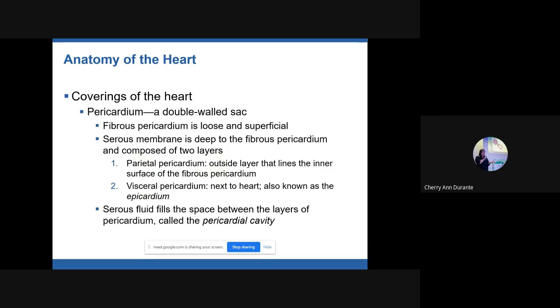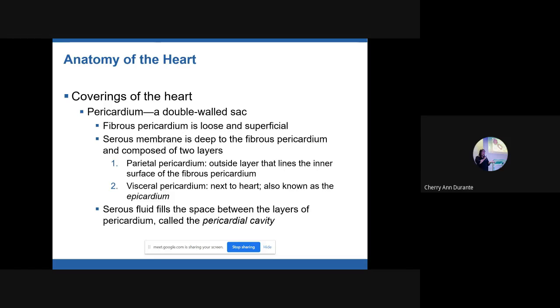So this is what I was trying to tell you earlier. So you have your pericardium, which is a double-walled sac, meaning it has two layers. And the first layer is your visceral, which is the one that is closest to the heart, and the other one is your parietal, which is the outside layer. Now, the visceral layer is also known as your epicardium. So the visceral pericardium is also known as your epicardium.